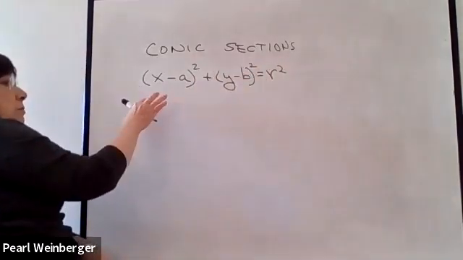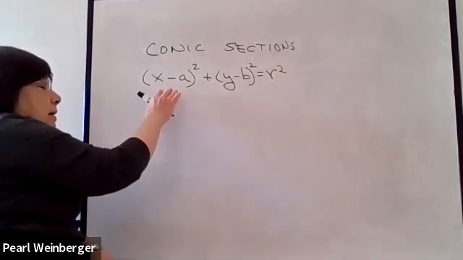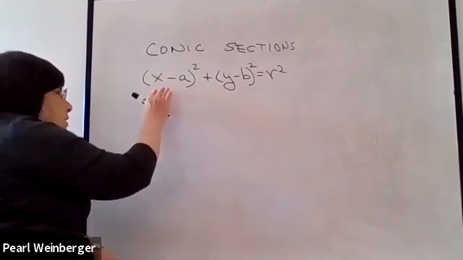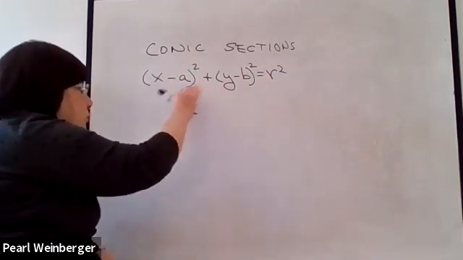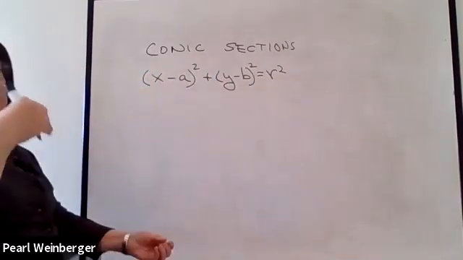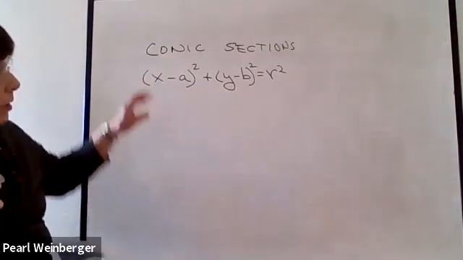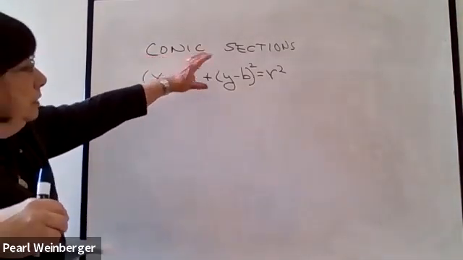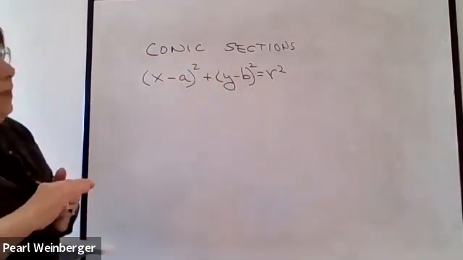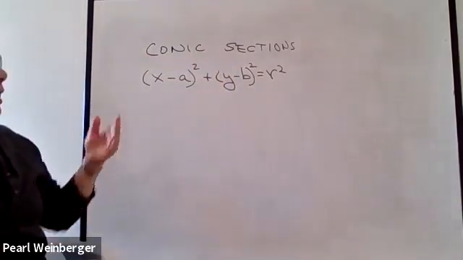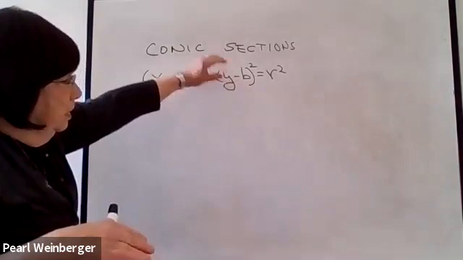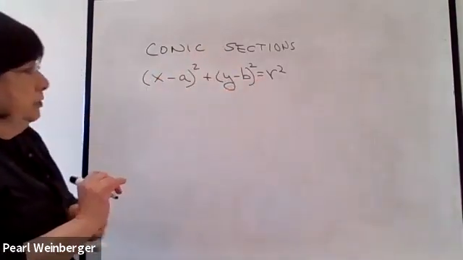In other words, it's going to be a little bit more complicated. We're not just going to have a plain x squared and a y squared. We're going to have the x together with something as a binomial squared, and the y together with something as a binomial squared, equals r squared.